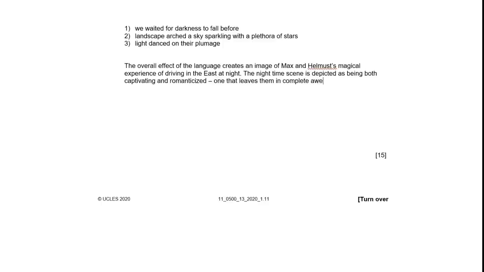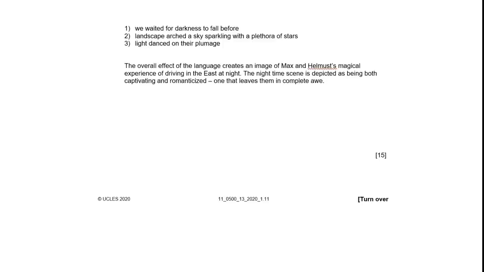What you'll find with your overall effect is that you will have at least one adjective or one abstract noun or a series of adjectives, as long as it's nice and focused and it links to the images that you are going to explore. So in the case of this paragraph, I've started with: the overall effect of the language creates an image of Max and Helmut's magical experience of driving in the east at night. The nighttime scene is depicted as being both captivating and romanticized, one that leaves them in complete awe. I think that covers all bases, perhaps a little bit too lengthy.